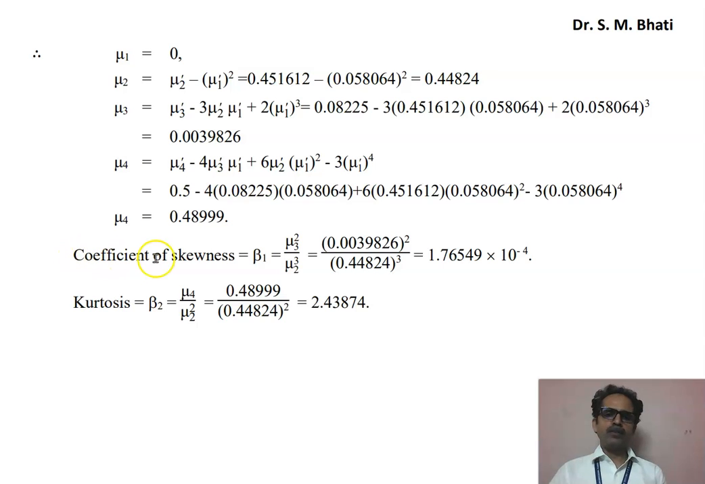Now the coefficient of skewness is given by beta 1 and it has the formula mu3 square upon mu2 cube. So put the values, simplify, and you can calculate the value of beta 1. So beta 1 represents the coefficient of skewness. Then let's find kurtosis. It is beta 2 and beta 2 has the formula mu4 upon mu2 whole square. Put the value of mu4, put the value of mu2, take the square, simplify, and we can get the value of beta 2. You can see that beta 2 is less than 3 and hence the distribution is platykurtic.